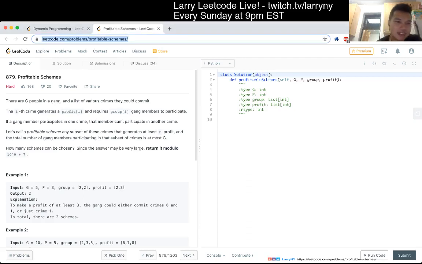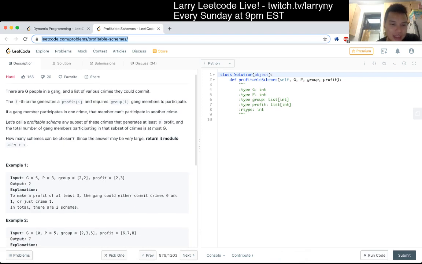Cool. 879 profitable schemes. There are G people in a gang, and a list of various crimes they could commit. The i-th crime generates profit[i] and requires group[i] gang members to participate. If a gang member participates in one crime, that member can't participate in another crime. Let's call it a profitable scheme if any subset of these crimes generates at least P profit, and the total number of gang members participating in that subset of crimes is at most G. How many schemes can be chosen?